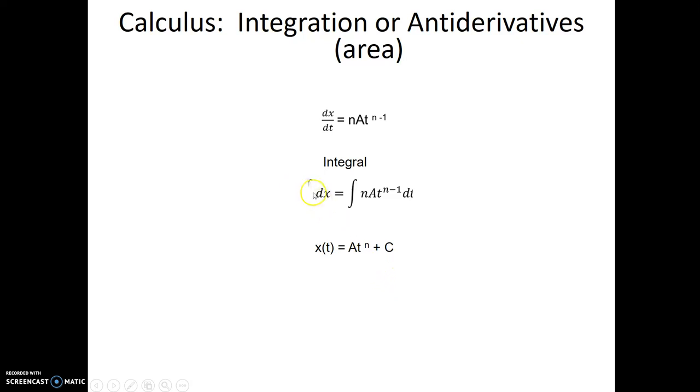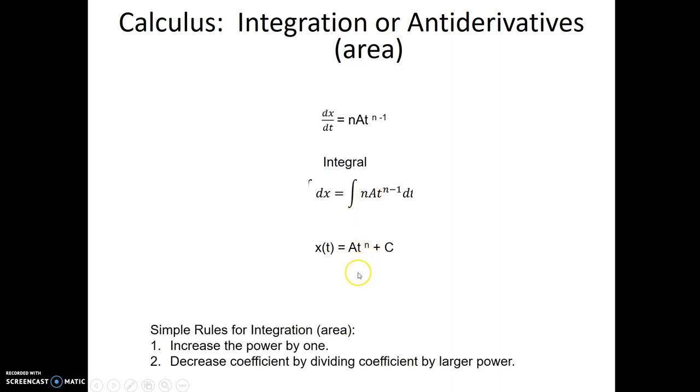So I'm not sure why that's not showing there. That should be a summation there. Integral dx equals integral n a t to the n minus 1 times dt. And when I do that, on the left hand side I just simply get x of t. On the right hand side, notice the power becomes 1 bigger, and I take that bigger power, which is n, and I divide the coefficient by that bigger power, n. So n a over n would just be a.